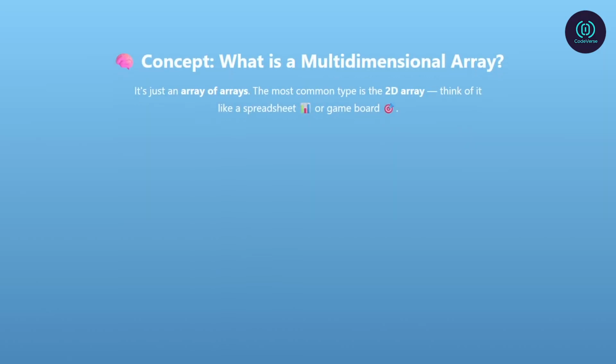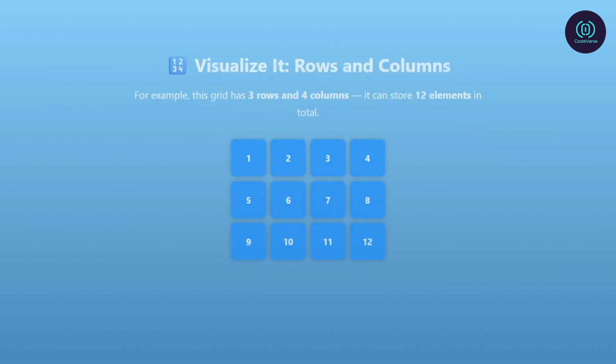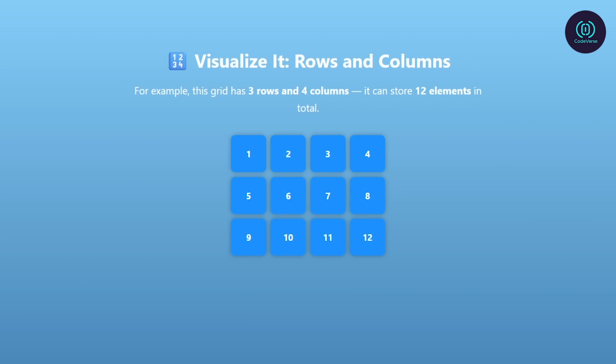Before we start coding, let's understand what a multidimensional array really is. At its core, a multidimensional array is just an array of arrays. The most common example is a 2D array, which you can think of like a table with rows and columns. For example, imagine you're designing a spreadsheet or a grid in a game. That's a perfect use case for a 2D array.